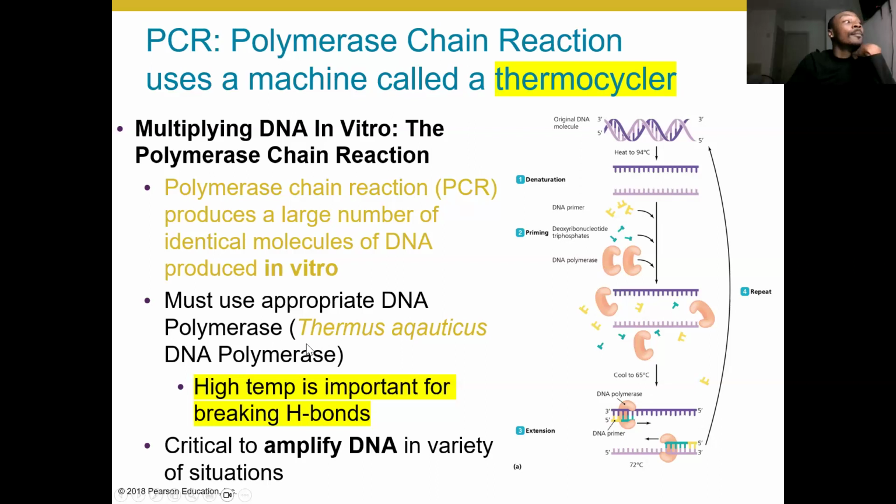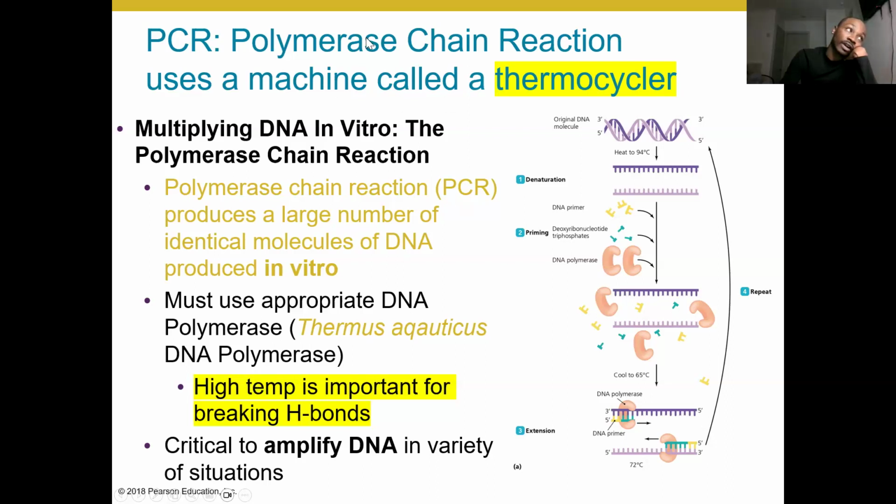Okay? But remember, in order to add the nucleotides, you need a DNA polymerase. So you can't just use a regular DNA polymerase that you'll see from, like, E. coli or something like that, right? You have to use a specific heat-tolerant DNA polymerase enzyme, right? So we use Thermus aquaticus DNA polymerase. Remember that, okay? We use Thermus aquaticus DNA polymerase because it can withstand the high temperatures.